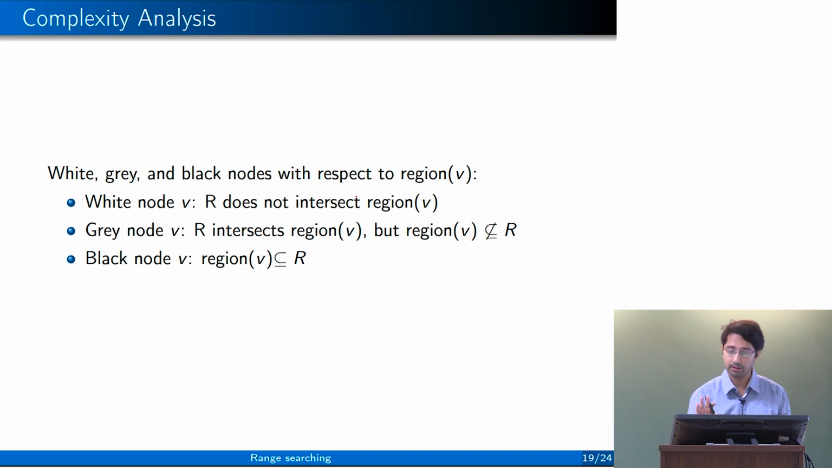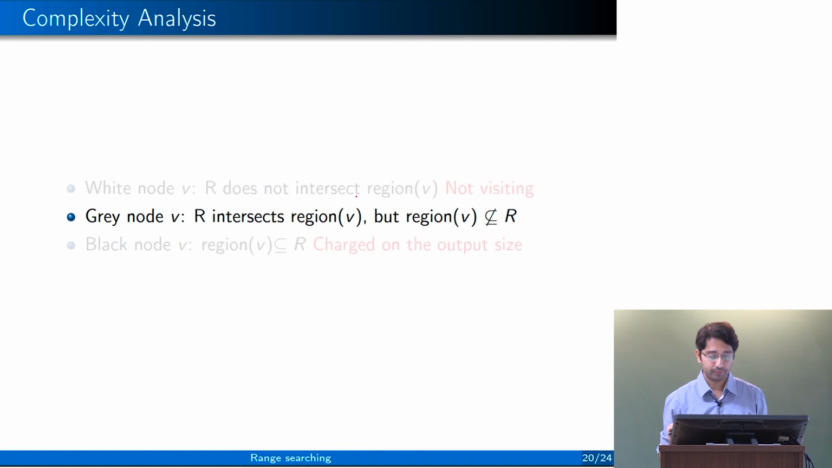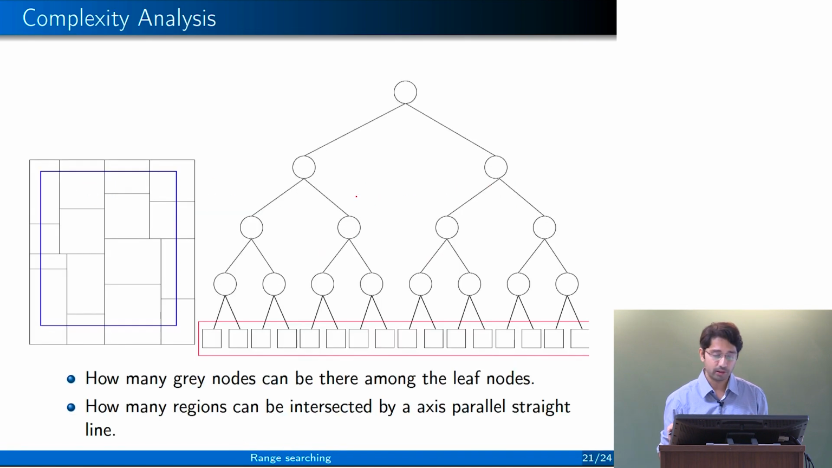Is the problem clear? I am good with black, good with white. How to count the grey nodes? To count the grey nodes, I will use a small trick. What is the trick? The trick that I keep repeating many times. What is a grey node?